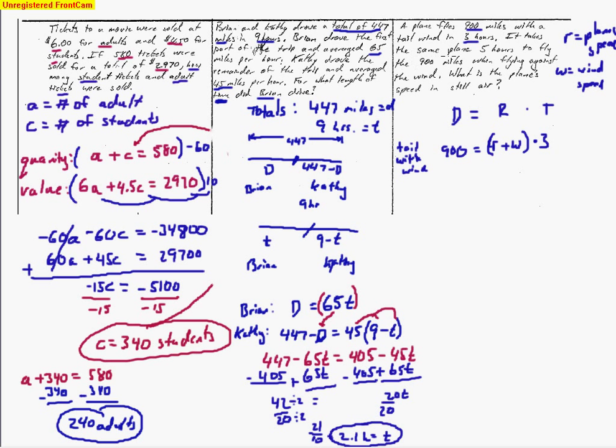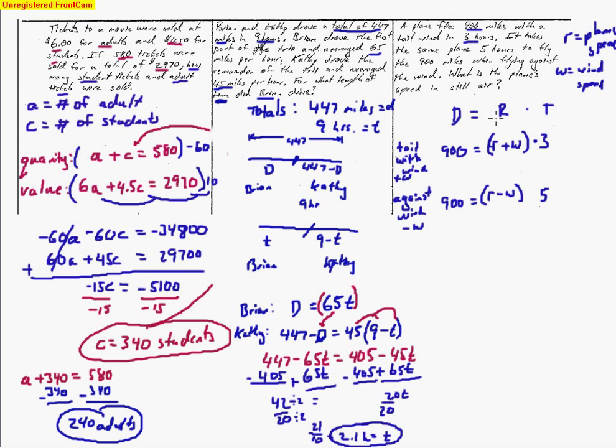It takes the same plane 5 hours to fly 900 miles, the same distance, against that same wind. Since it's going against the wind, we're going to go with a minus. Against the wind means we subtract the wind. Tailwind, with the wind, means we're adding the wind. And so we can go ahead and solve now. They want to know what the plane's speed is.